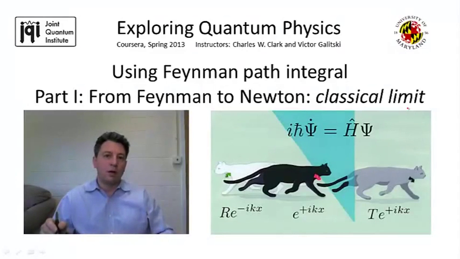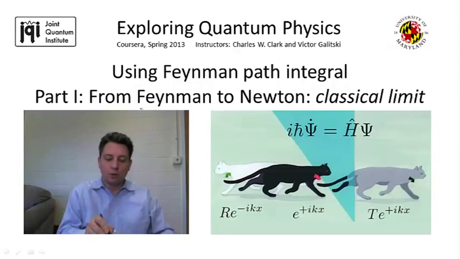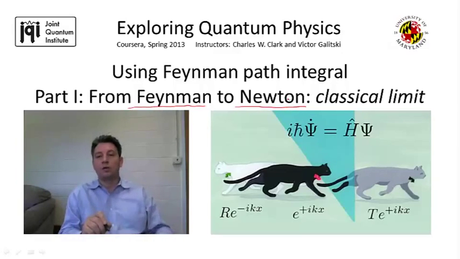Okay, welcome back everybody. Today we're going to actually use the Feynman path integral to obtain a few very interesting results and physical phenomena. And in the first video today we're going to derive a very unexpected, surprising result. Namely, we're going to see how the Newton equation, the second Newton law of classical physics, appears in the so-called classical limit of the Feynman path integral.